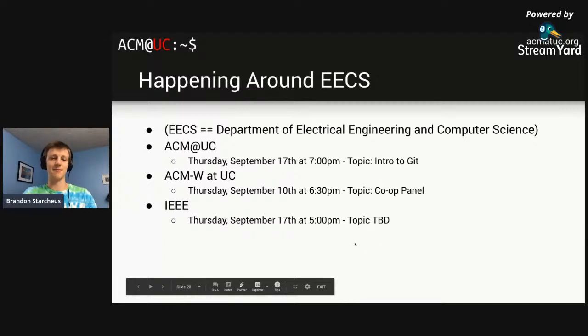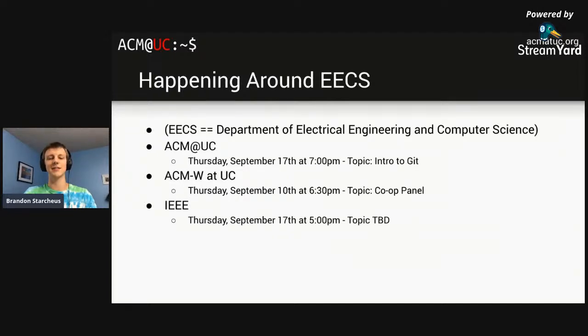And so like we mentioned in the last slide, we have this joint meeting with the other organizations, which are the other main organizations in EECS, the Department of Electrical Engineering and CS at UC. So we are ACM at UC, and then there's ACMW and IEEE. They're pretty similar. We're all focused toward computing, electrical engineering, computer science, all that good stuff. They have these other meetings upcoming. So the co-op panel, like I mentioned, and then IEEE is going to be 2 weeks from now, and their topic is TBD.